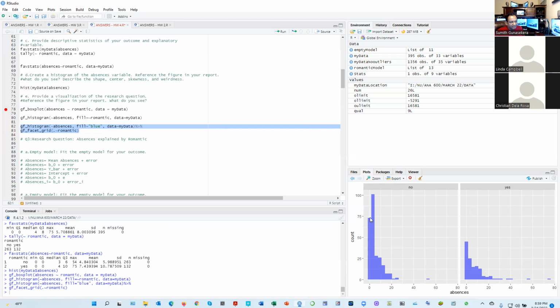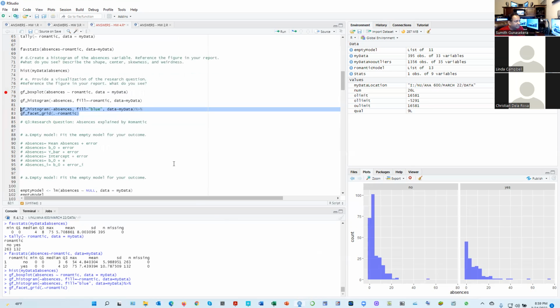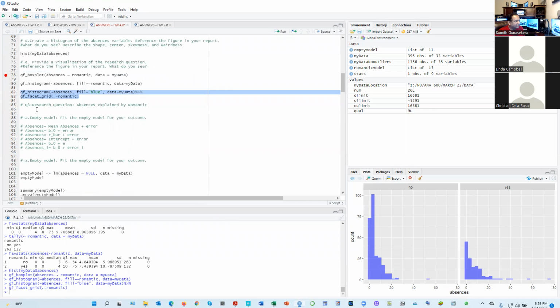But this, see, the mode, very high, and low. See, we can discuss it. Later on, you're going to write the research question. Absence, see, absence is explained by the romantic. Your research question, you're going to put in that one. See, this one, in word format.